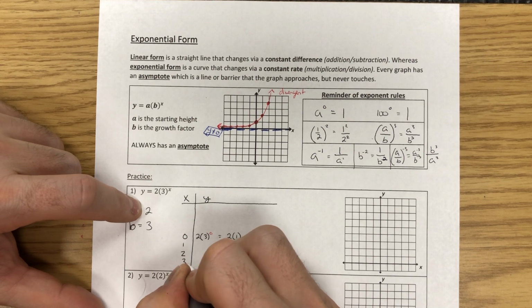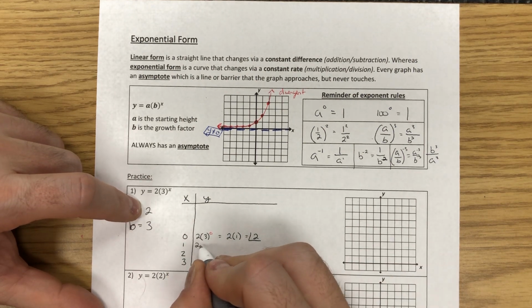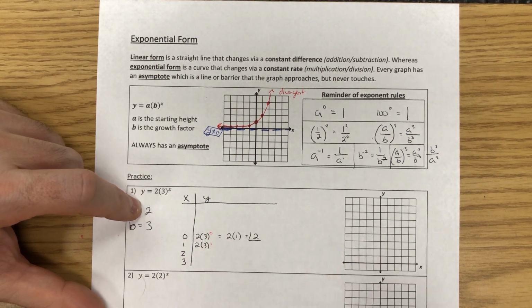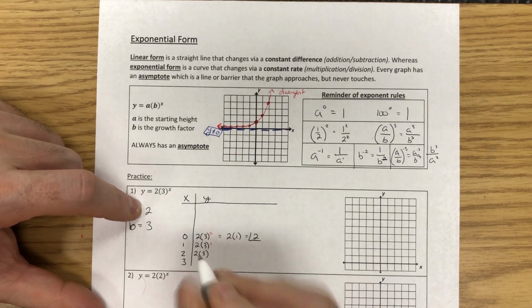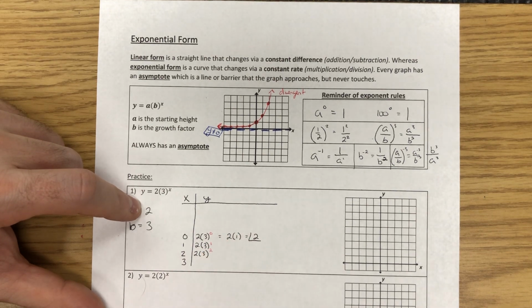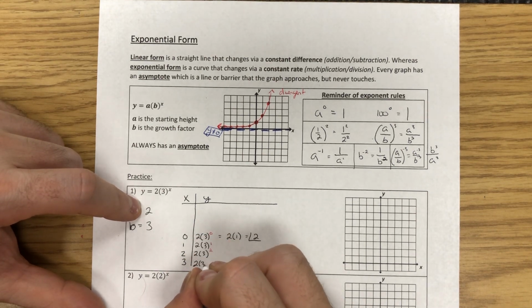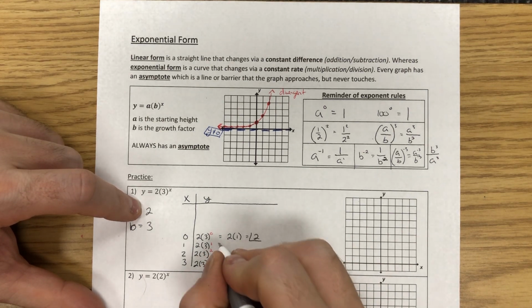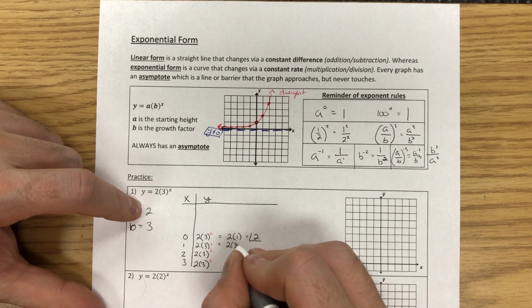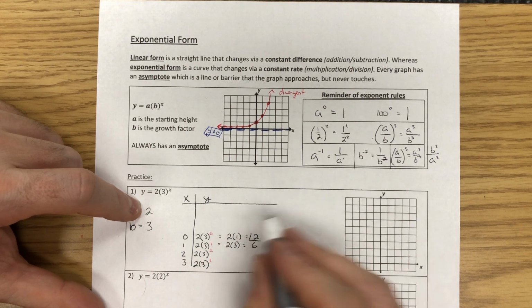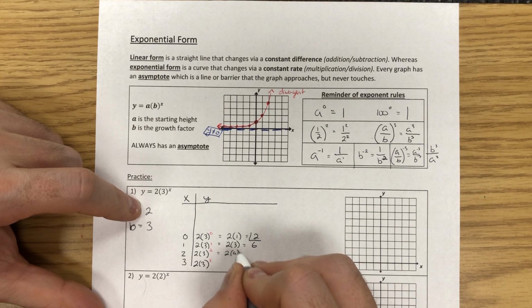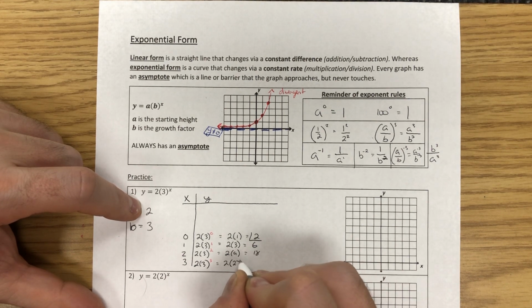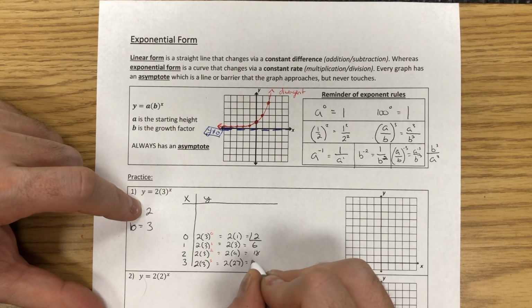So like 1, 2, 3. That means 2 times 3 to the power of 1, 2 times 3 to the power of 2, and 2 times 3 to the power of 3. Let's see if we can notice the pattern again. So that means 2 times 3, which is 6. This is 2 times 9, which is 18. This is 2 times 27, which is 54.